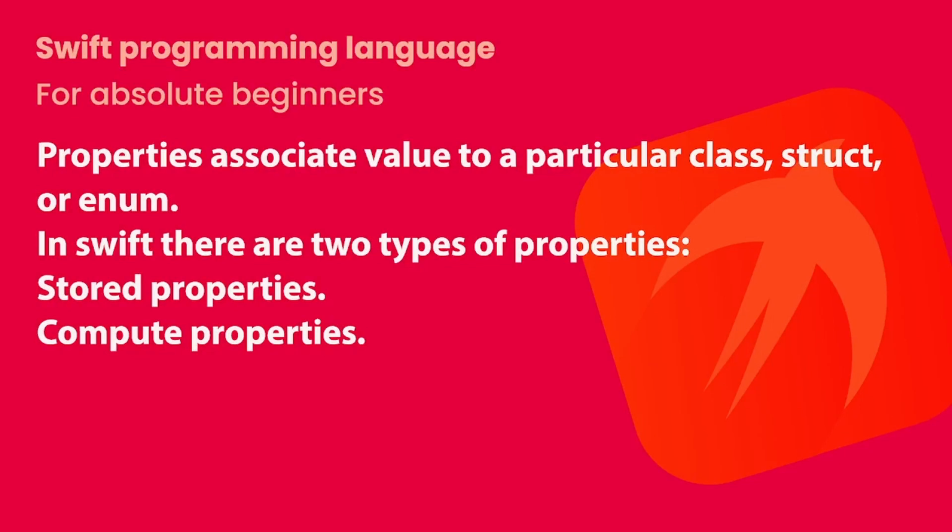In this video, we'll be looking at properties. Properties are just variables or constants that are declared inside a class. What they do is associate a value to a particular class, struct, or enum. In Swift, we have two types of properties: stored properties and computed properties. Without further ado, let's move into our Xcode to get started.